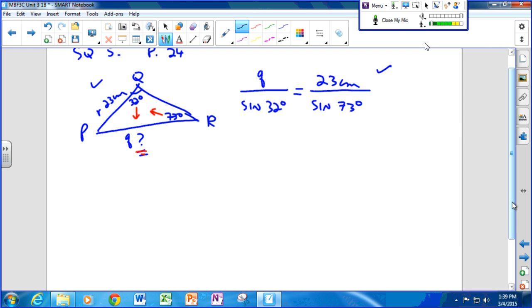Okay, let's see. I think we got everything here. Sure, right. We're going to rearrange it so that I know how to write Q, and it's just going to be the sine of 32 degrees times 23 centimeters over the sine of 73 degrees.